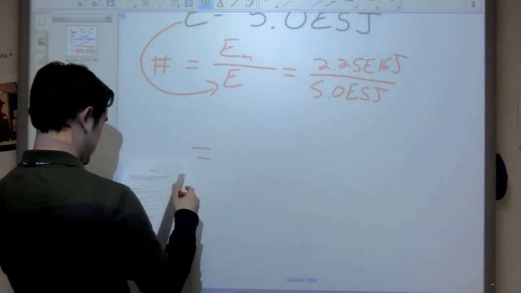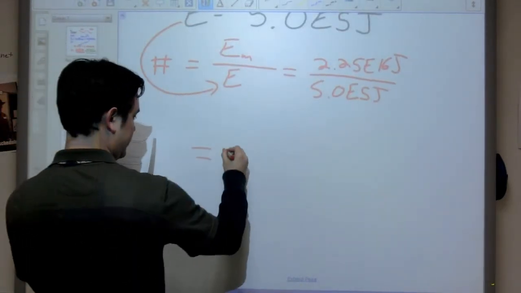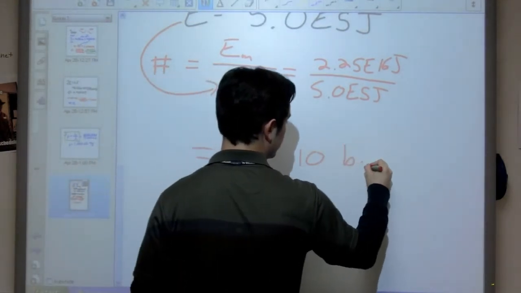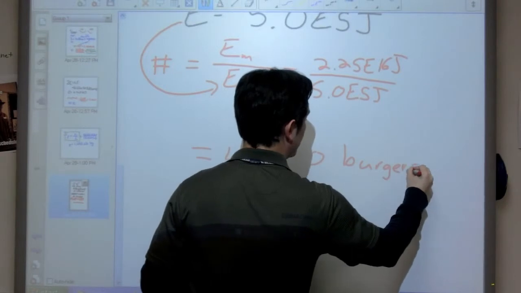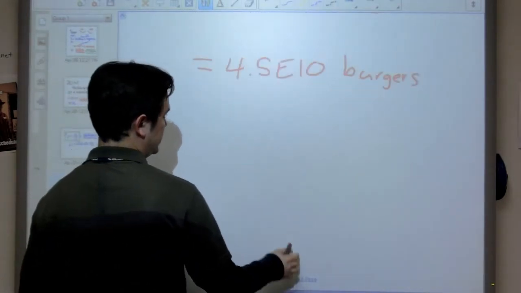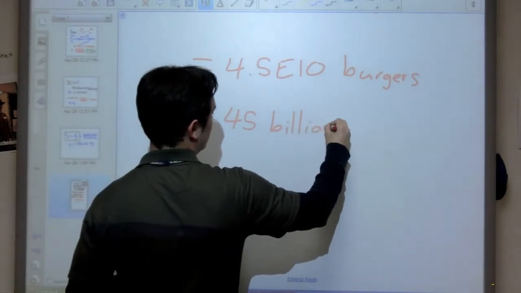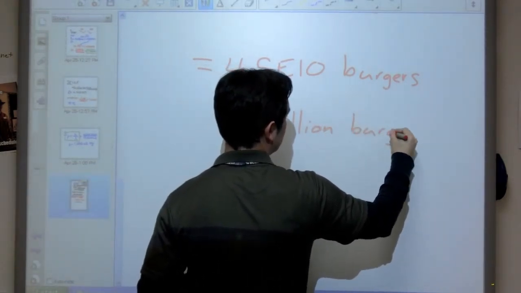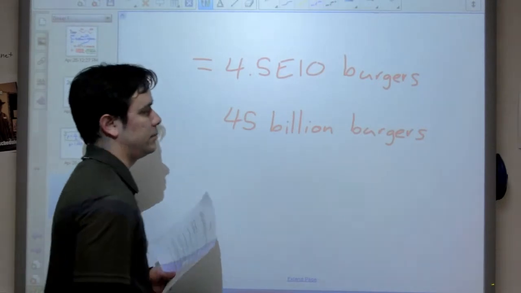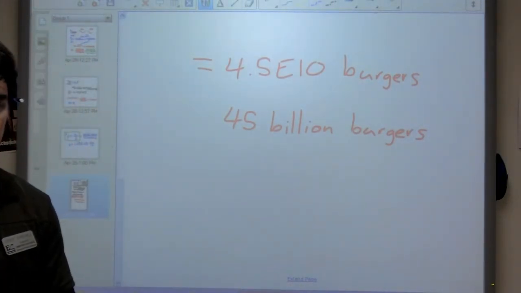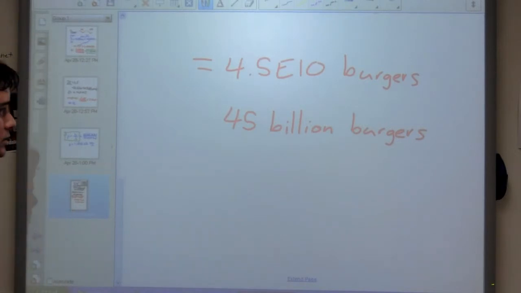The number that I get, ready for it, 4.5 times 10 to the 10th burgers. In other words, I would have to eat 45 billion burgers to get the same amount of energy that I could get if I could somehow simply change all of that mass into energy. Now this is a ridiculous, ridiculous amount of energy.